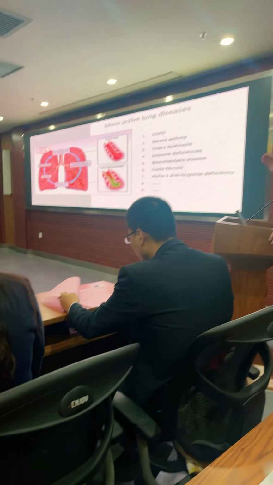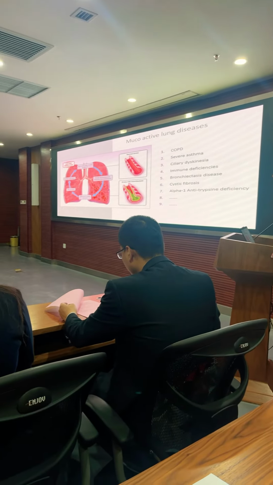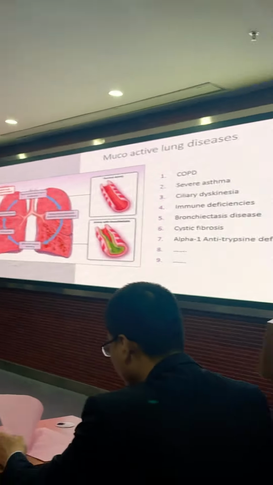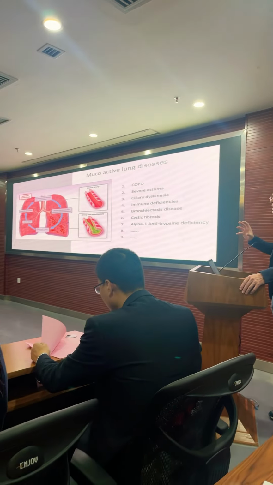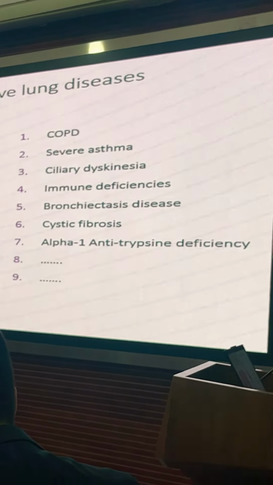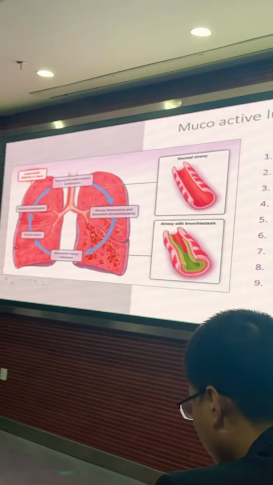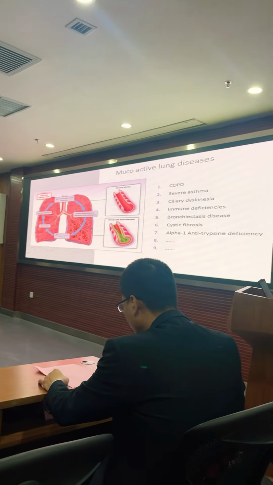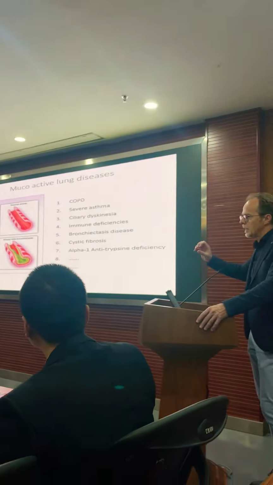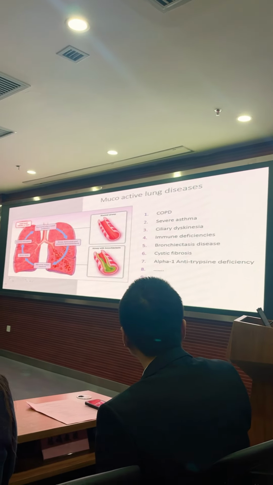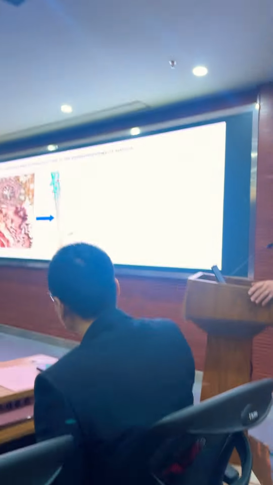But also asthma, severe dyskinesia, immune deficiency, bronchiectasis disease, cystic fibrosis, alpha-1 antitrypsin deficiency. All these diseases result in two important changes of the airway, which is thickening of the wall and dilatation of the airway, often defined as bronchiectasis. See over here, the wall thickening is due to inflammation, but also to mucus adhered to the wall.